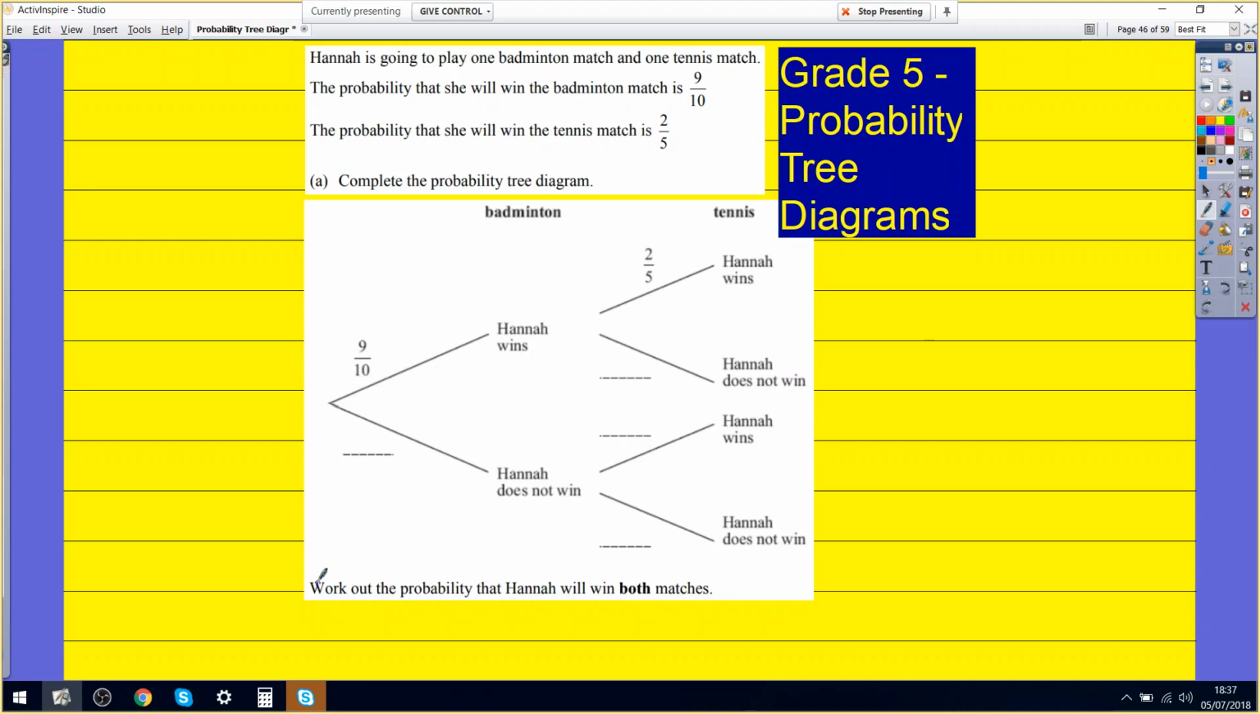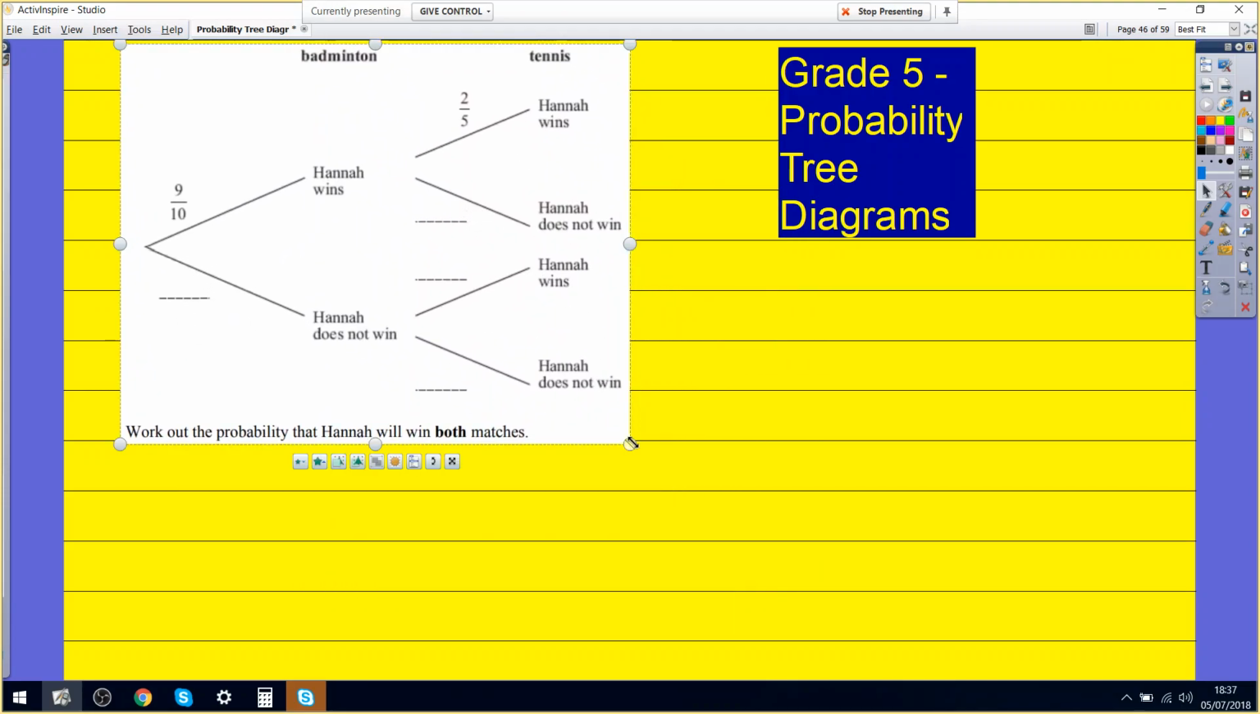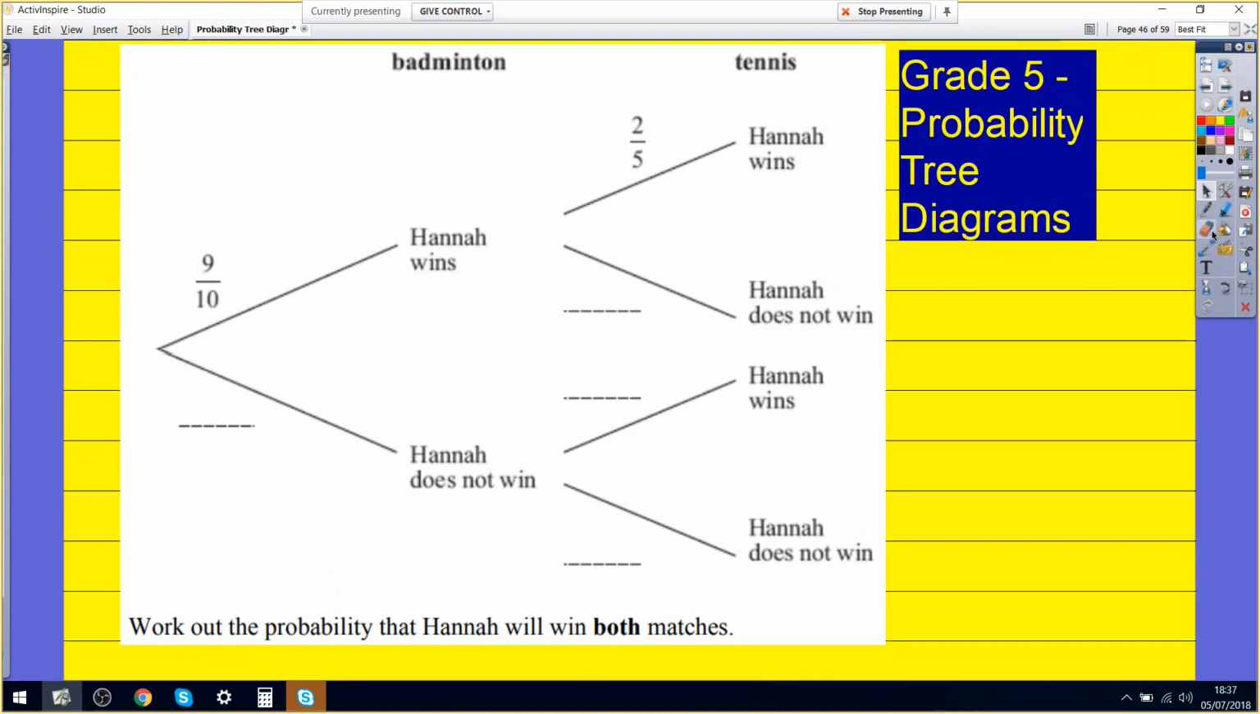Okay, tree diagram. Let's see if you already know. How does this work? How do we fill in this diagram? So that's confusing me, so... Well, Hannah plays 2 games. She plays badminton first and tennis second. The probability she wins at badminton is 9 out of 10. What's the probability she doesn't win at badminton? 1 out of 10. Yep. Okay, how about this tennis here? 3 out of 5. Well done.